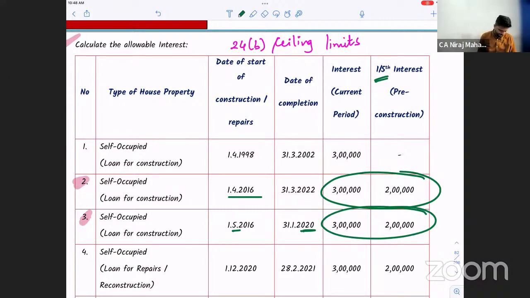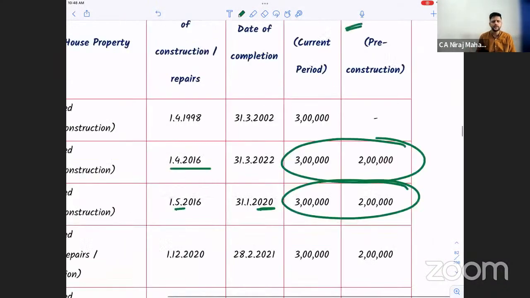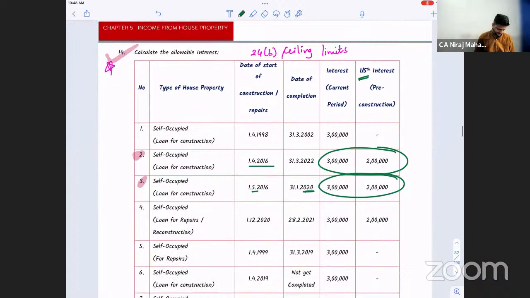Don't forget pre-construction, do not take this 2 lakhs also. But the ceiling limit is 2 lakhs. For SOP, keep one thing in mind, your main answer of 24B can never ever be more than 2 lakh rupees.